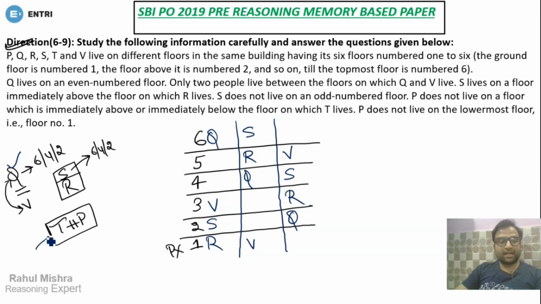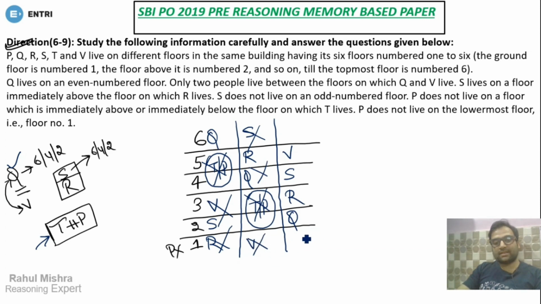Now we need to put T and P. In the first case these 2 places are left only, so T and P cannot be immediate neighbors. Because of this condition, this case is eliminated. The same condition applies in case number 2 as well. Only these two places are left for T and P, and T and P cannot be immediate neighbors. So again this case gets eliminated.